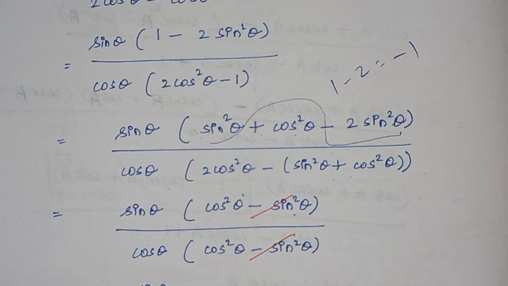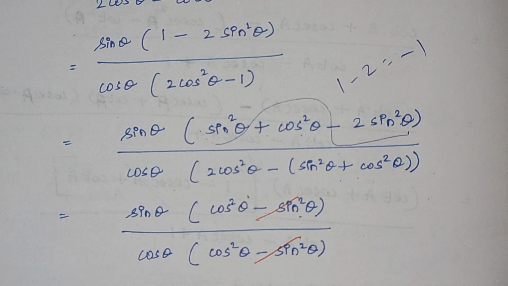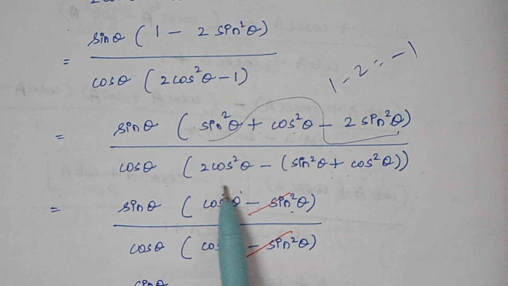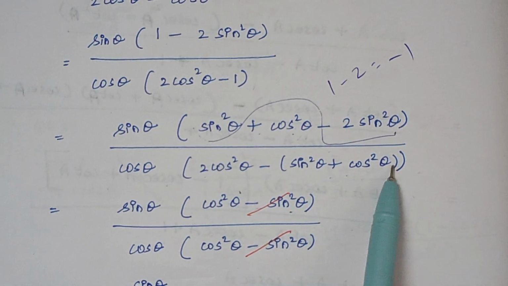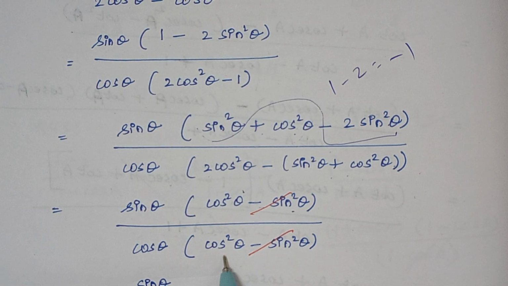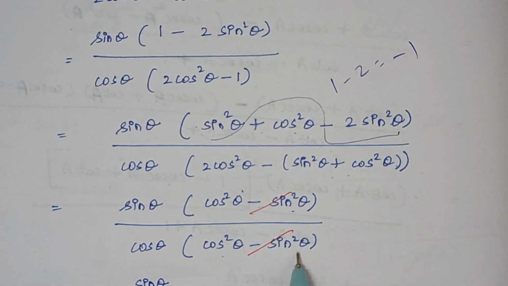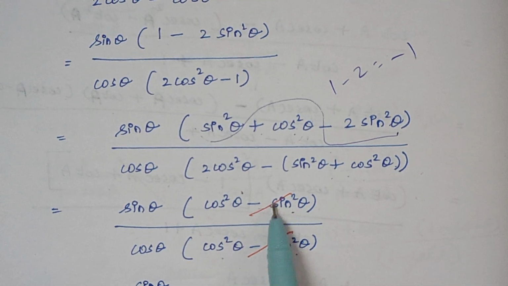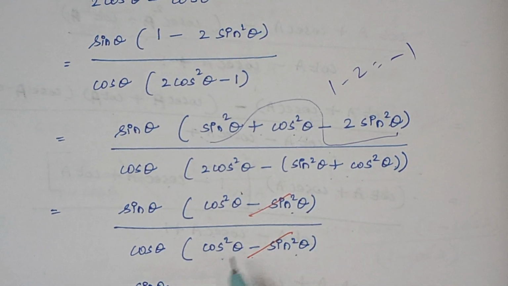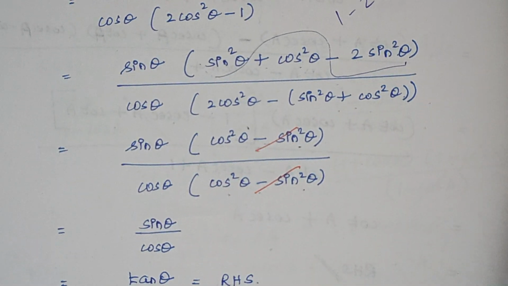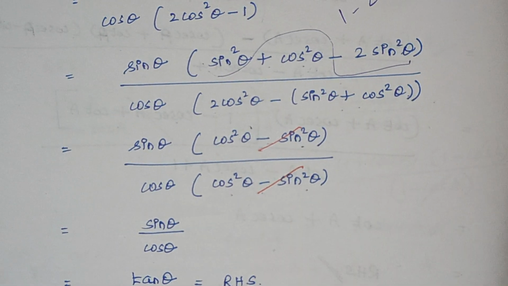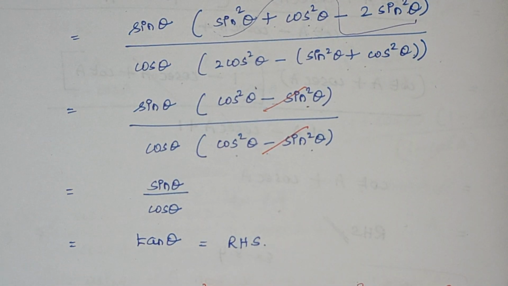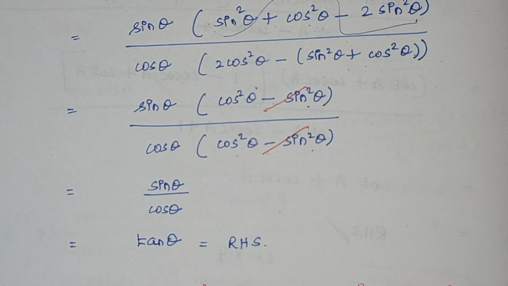Now when you look at the denominator, so cos theta, and here 2 cos square theta minus cos square theta gives you plus cos square theta, and this minus sin square theta remains here as such. Right. So when you compare, both these terms are same, so we can cancel them. And finally here we are having sin theta by cos theta, which is nothing but tan theta, that is equal to your RHS. Right. Now we will move with the next problem.